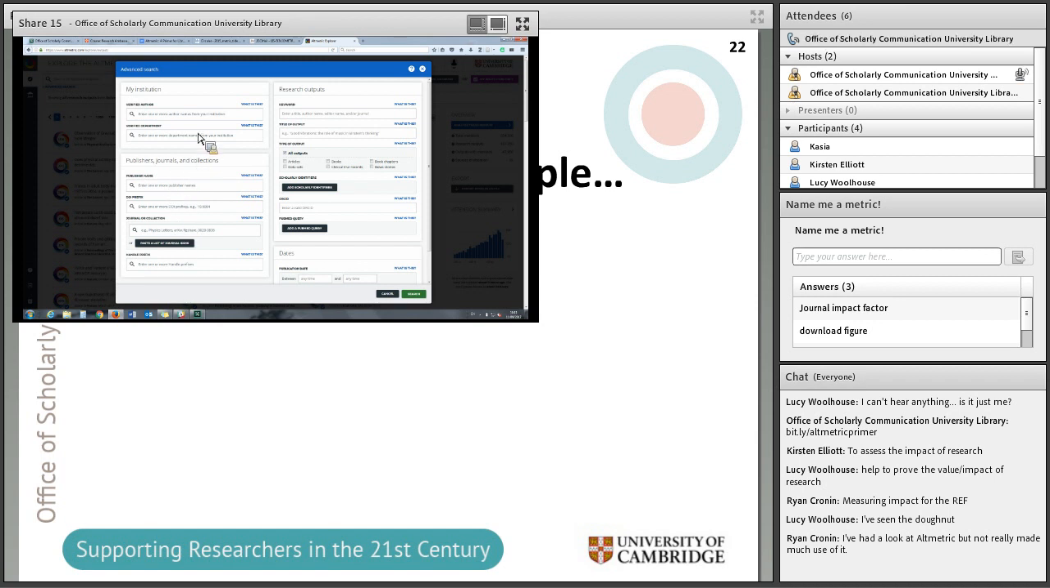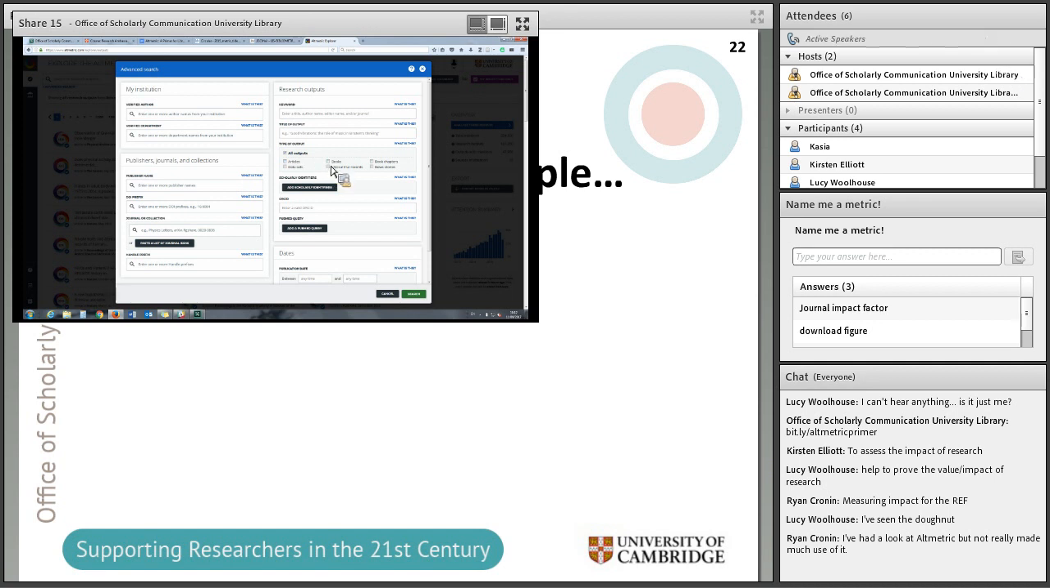You can look up a specific publisher if that's what you're interested in, or a journal. You can look up a department. You can look up a specific title of an output if you've got a paper in mind. And this is something Altmetric have introduced, I guess, in the last 6 months or so. You can actually look up the different types of output.